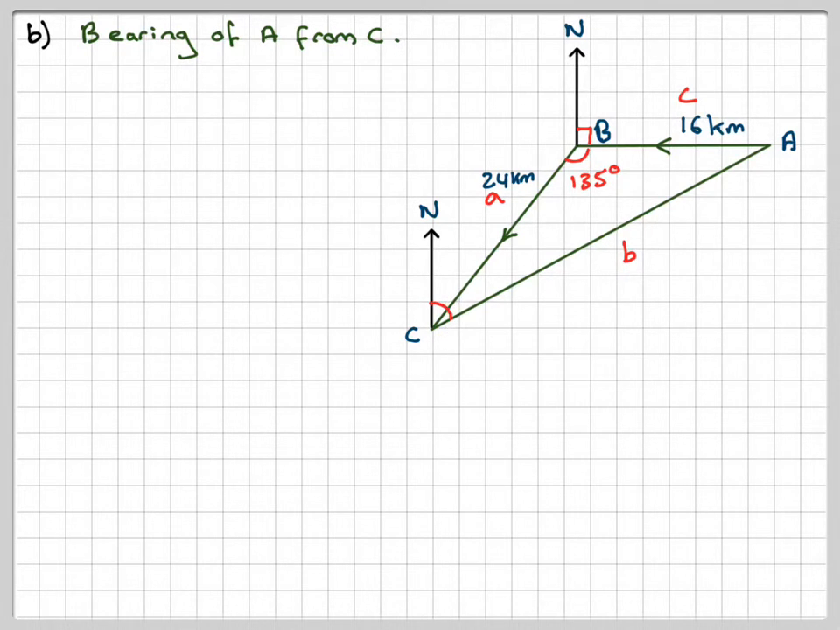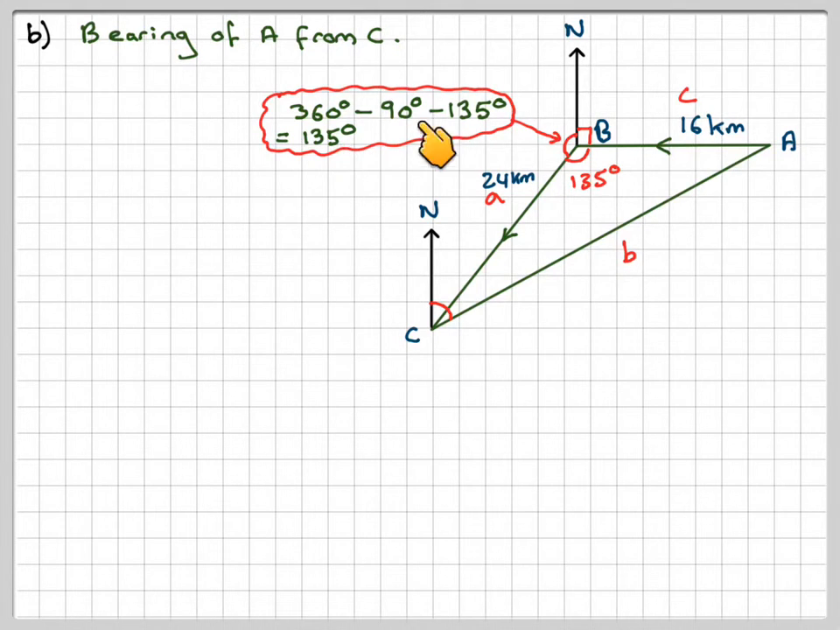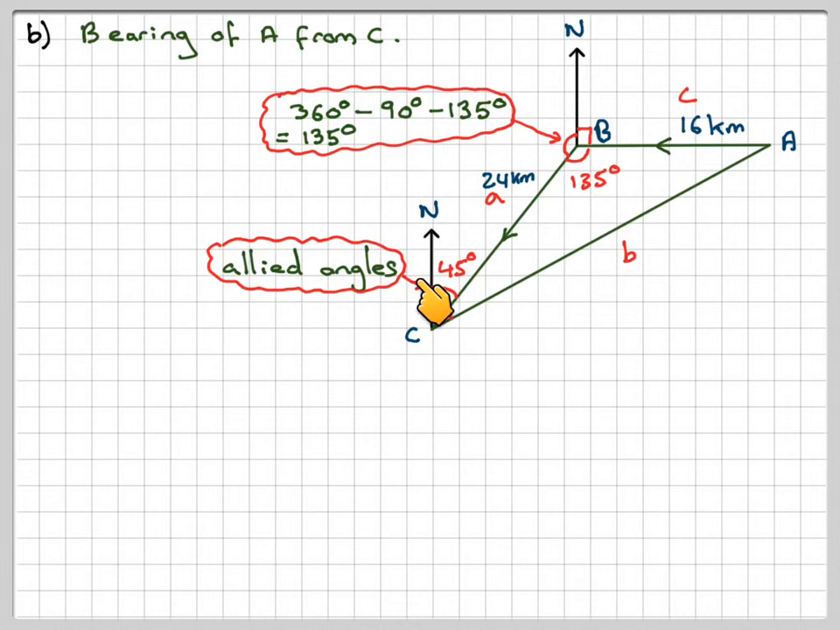Well, for that we need a little bit of geometry. If we calculate this angle here, this angle will be 360, because there's 360 degrees in the circle, minus 90, minus 135, and that will give me 135 degrees. Now, this angle here and this angle here, to this line here, add up to 180 because they're known as allied angles. So 45 plus 135 makes 180. So part of our bearing will be 45. Now all I've got to do is calculate this little angle here.